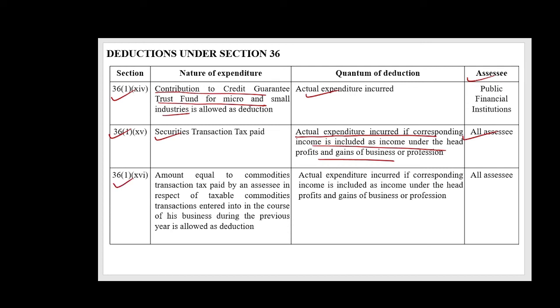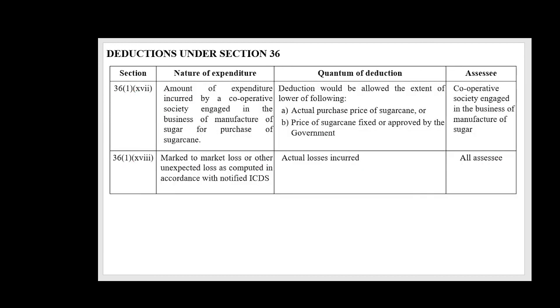Then deduction under section 36 subsection 1 subsection 16, amount equal to commodities transaction tax paid by an assessee in respect of taxable commodities transactions which are entered into in the course of his business during the previous year is allowed as deduction. The quantum of deduction is actual expenditure incurred if corresponding income is included as income under the head profits and gains of business or profession, and this deduction is available to all types of assessees.